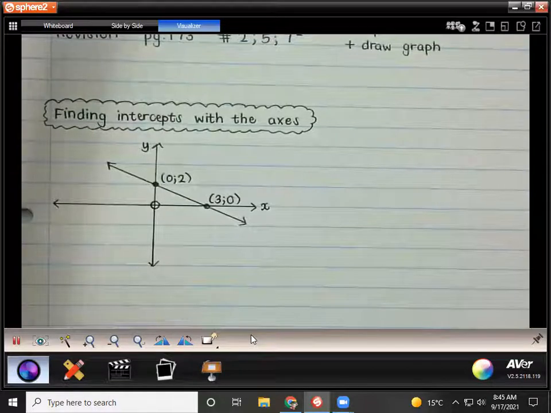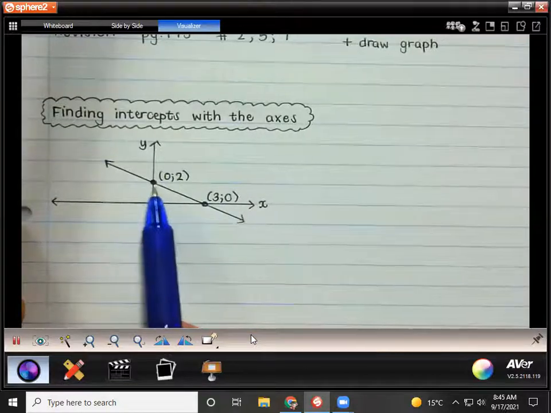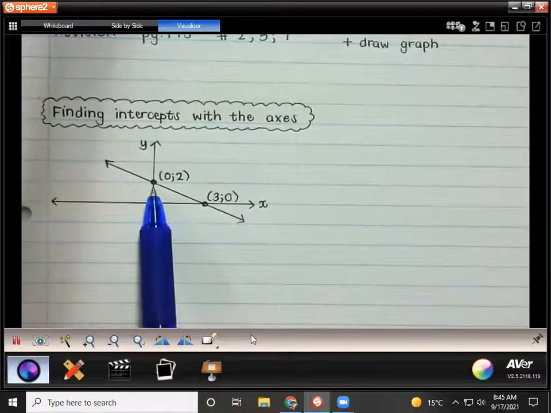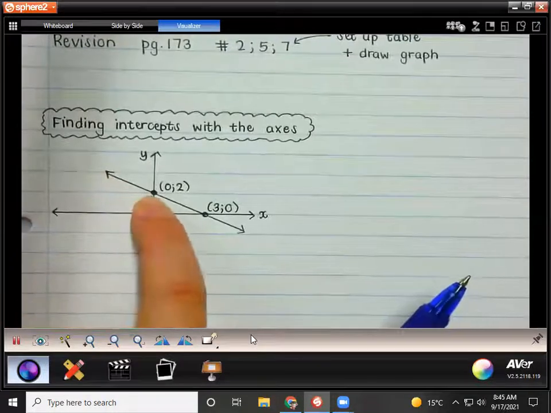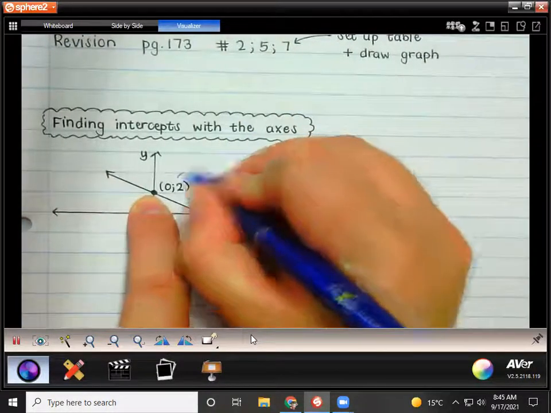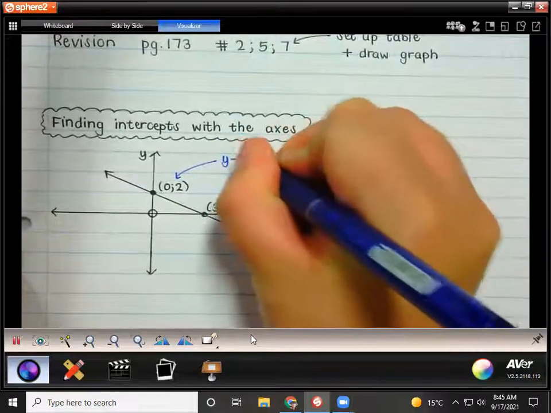Now guys, this point, 0, 2, do we see that this point lies on the y-axis? It is where our line cuts the y-axis. So this point is called the y-intercept.